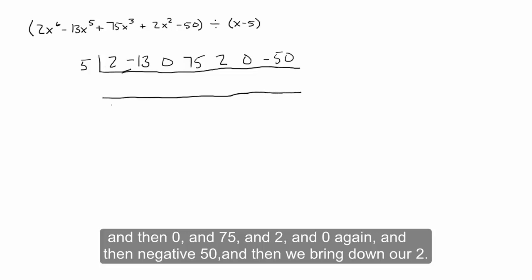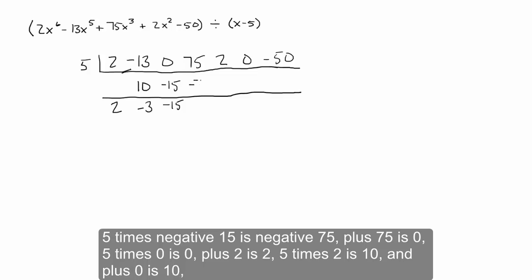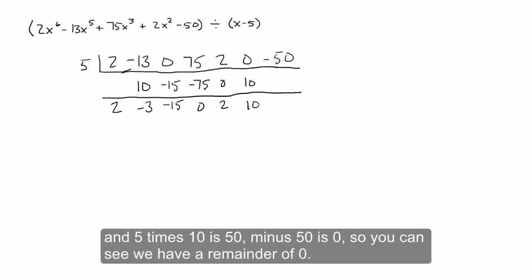And now we bring down our 2. 5 times 2 is 10, minus 13 is negative 3. 5 times negative 3 is negative 15, plus 0 is negative 15. 5 times negative 15 is negative 75, plus 75 is 0. 5 times 0 is 0, plus 2 is 2. 5 times 2 is 10, and plus 0 is 10, and 5 times 10 is 50, minus 50 is 0. So you can see we have a remainder of 0.